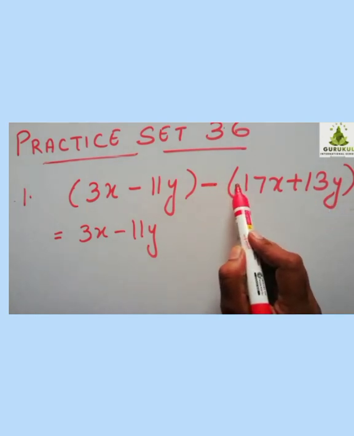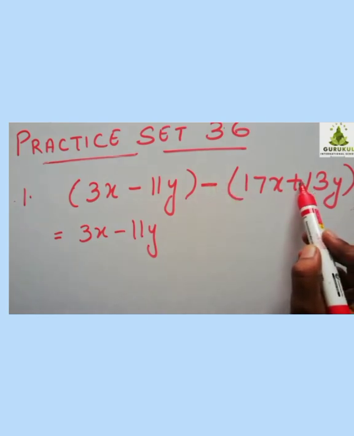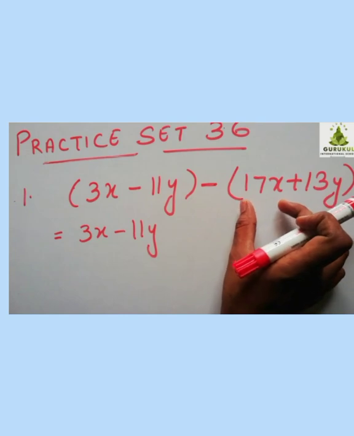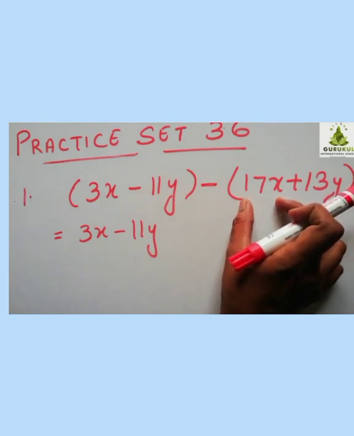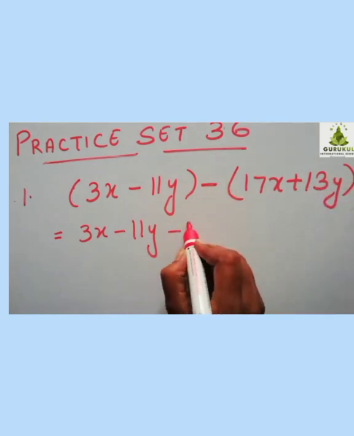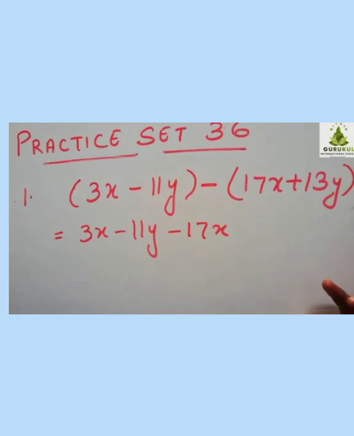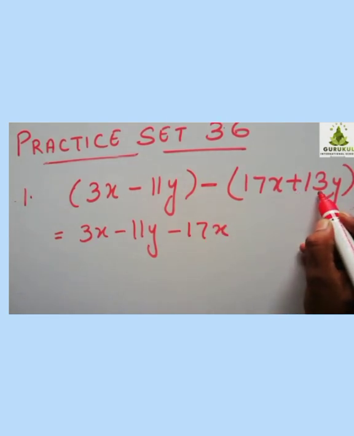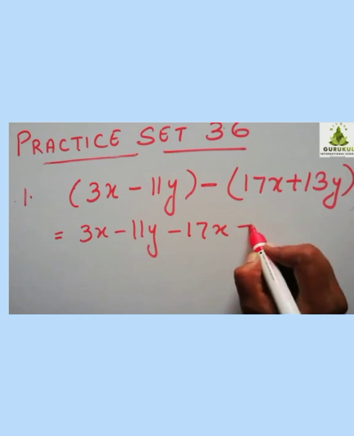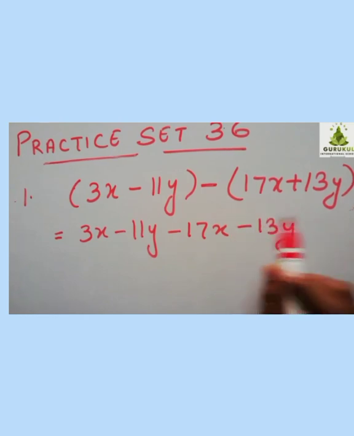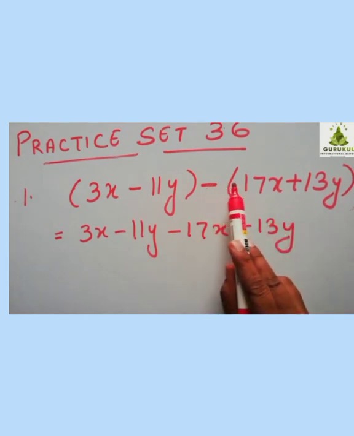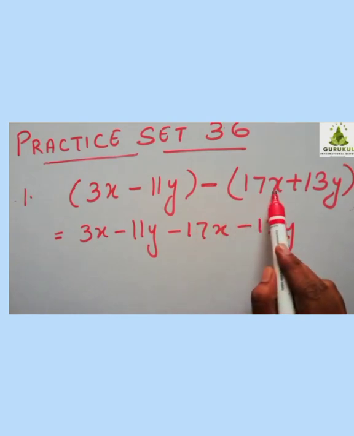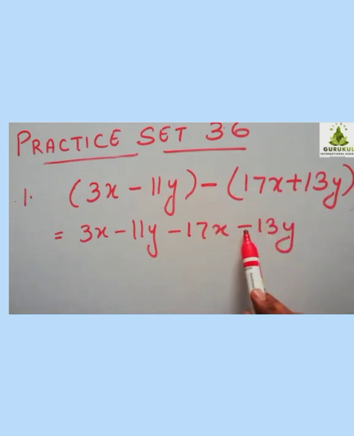Minus into plus, minus. Minus into plus, minus. That way you can open, or take the numbers. And what is the number here? Plus 17x. So its opposite is minus 17x you write. So it gets open. Now here plus 13y, so its opposite is minus 13y. This way also you can do. Simply, it means minus into plus, minus 17x, minus into plus, minus 13y.